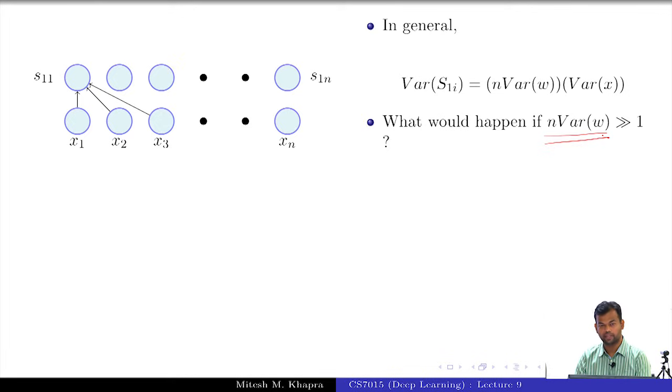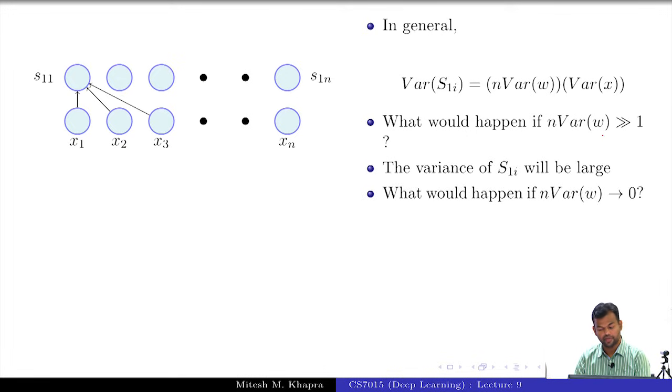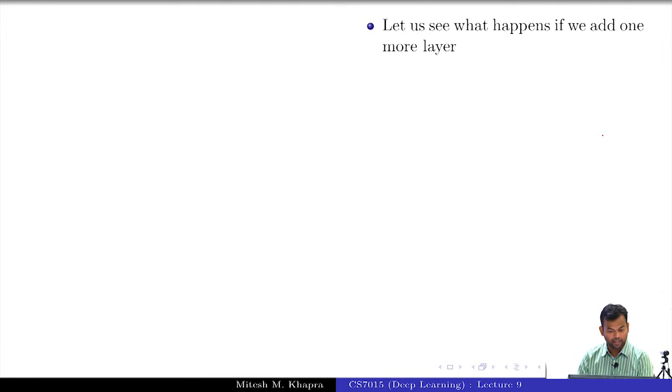The variance of S1i would be very large, right? And what would happen if this variance tends to 0? Variance would be very low. So I'm just giving you two extremes to build the intuition, and let's see what we are going to do with that intuition. Fine. Now let me add one more layer and see.